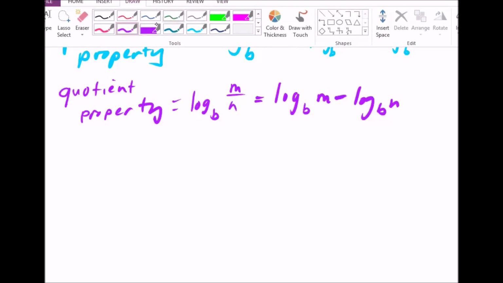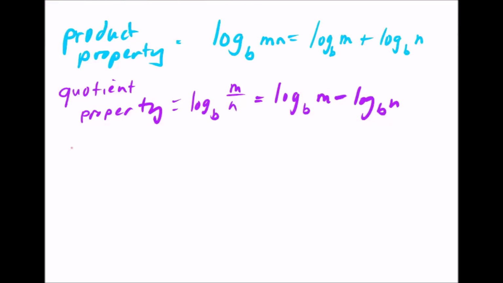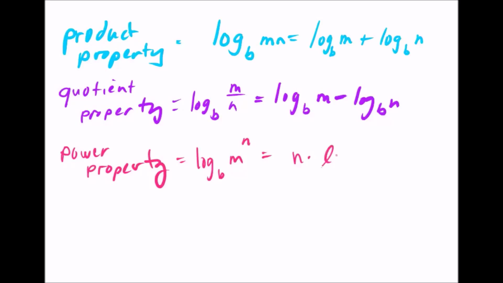The last property you need is the power property. The power property says log base b of some m to the nth power is equal to n times the log base b of m. So if you have a power, you can put it out front and multiply it by the logarithm. These are things you're going to need to remember for this entire lesson.